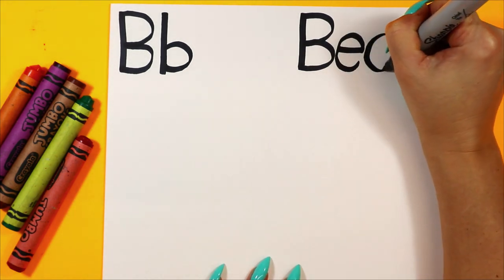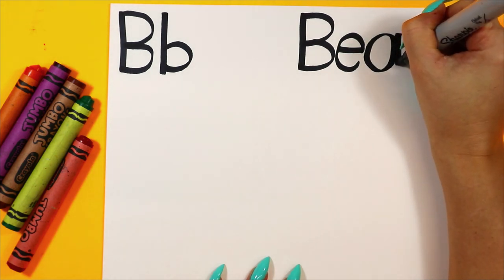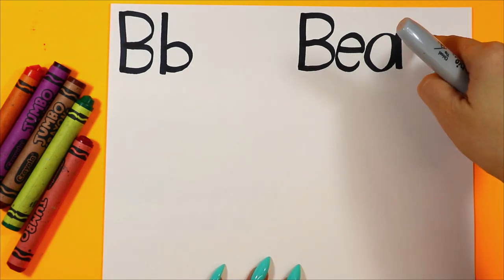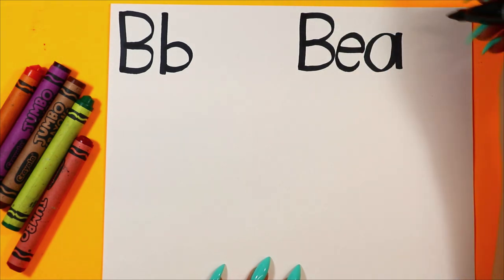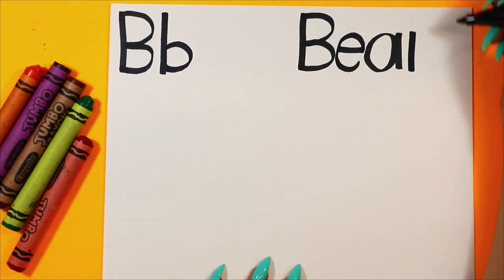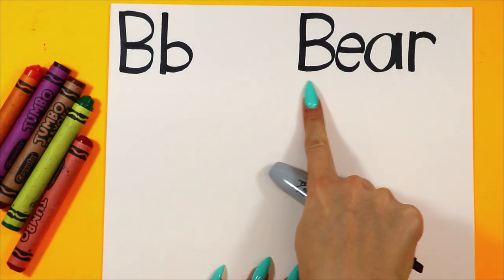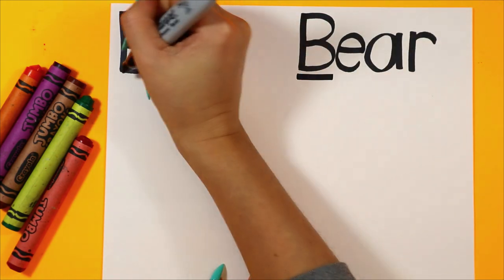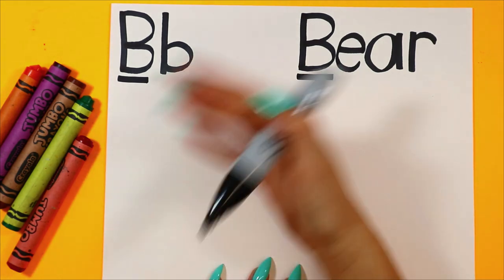We're going to draw a circle for letter A with one line down, bear. Now I hear an R sound at the end, so that must mean there's an R at the end of bear, R. So we're going to draw a straight line down and a curve up and over at the top to make the word bear. And bear starts with the letter B. B, bear. Let's draw a bear.